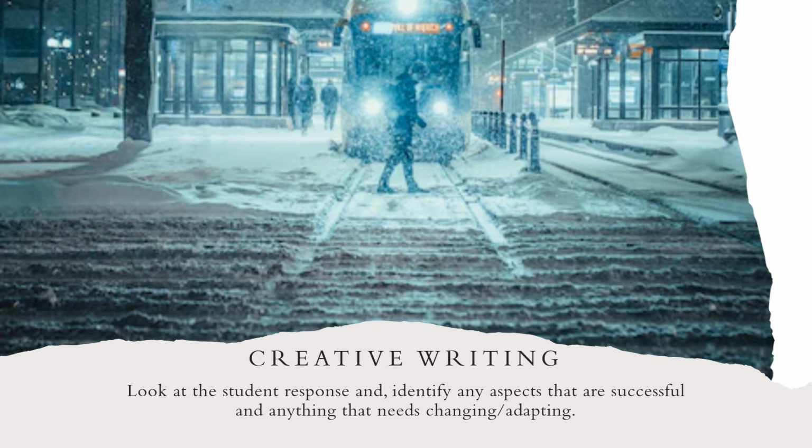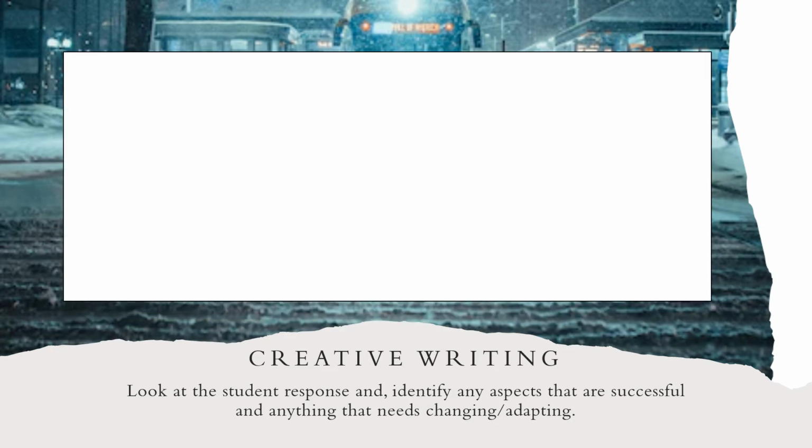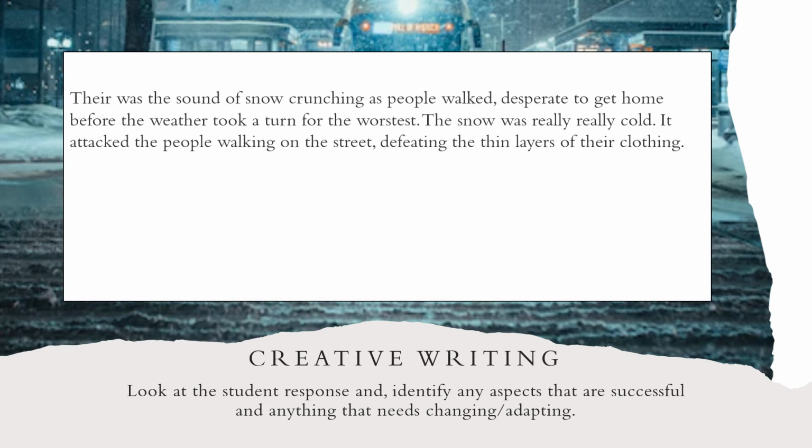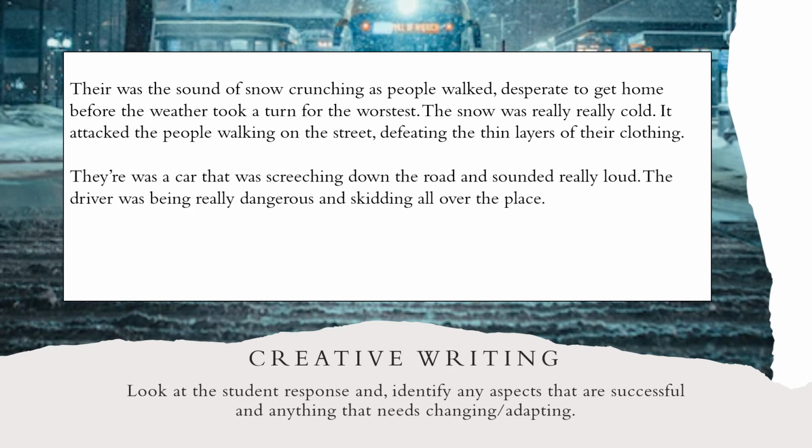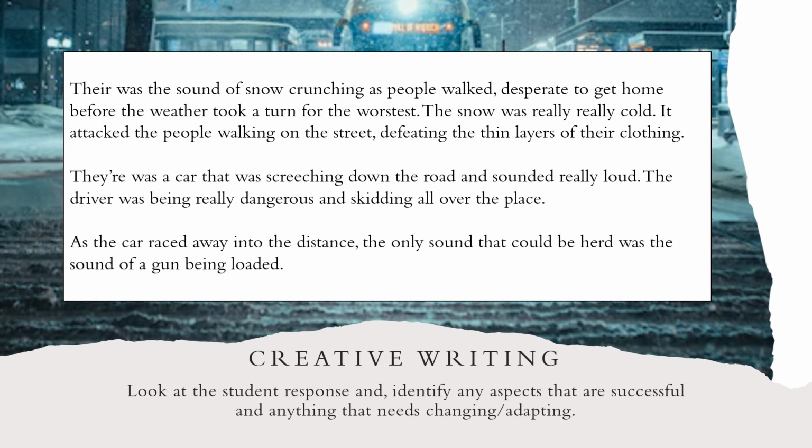Look at the student response and identify any aspects that are successful and anything that needs changing or adapting. So here we have a student's response. It's their first attempt at this one. When it comes to our first attempt, it's not always going to be the best thing in the world. Think about the kind of things that you normally produce in class. Think about the kind of things that you know make writing effective and try and apply it to this response that we've got in front of us.